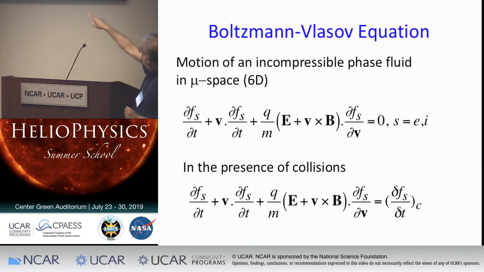It's indexed by S. Q is the charge, M is the mass, E and B are electric and magnetic fields, and V is the velocity that is sitting in the distribution function. I want to make sure that you don't confuse that V with the V of the drifts. We're using the same notation here. This V is actually the V of the charged particles themselves.